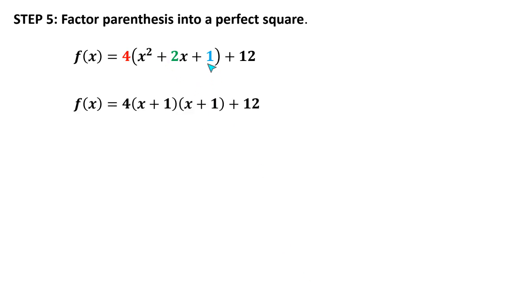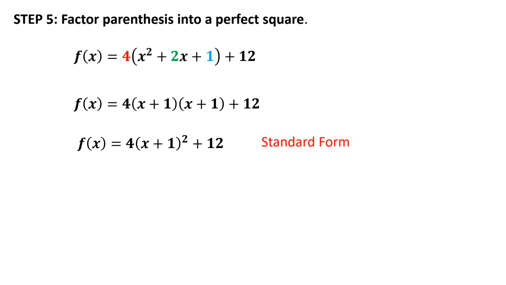This parentheses, we're going to be able to factor it into two like factors. So x squared plus 2x plus 1 factors as x plus 1 times x plus 1. Okay. And since they're the same, we can write them as x plus 1 squared. And so now our equation is written in standard form.